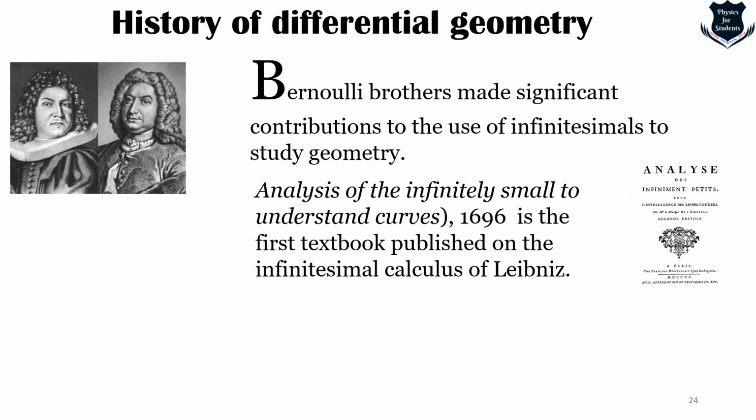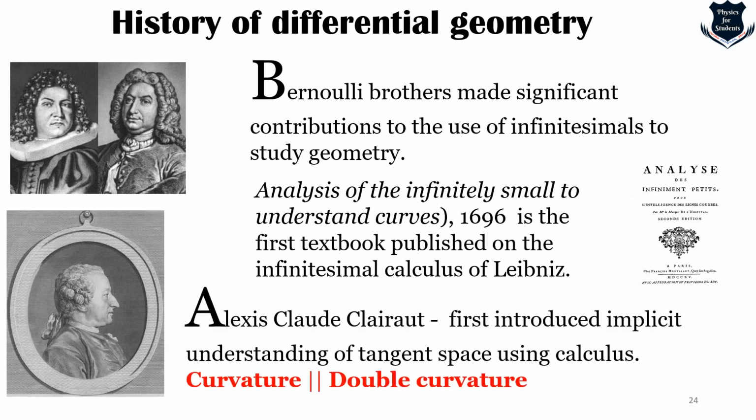In the wake of the development of analytic geometry of planes and curves, Alexis Clairaut began the study of space curves at just the age of 16. Clairaut demonstrated an implicit understanding of the tangent space of a surface and studied this idea using calculus for the first time. Importantly, Clairaut introduced the terminology of curvature and double curvature, essentially the notion of principal curvature later studied by Gauss and others.